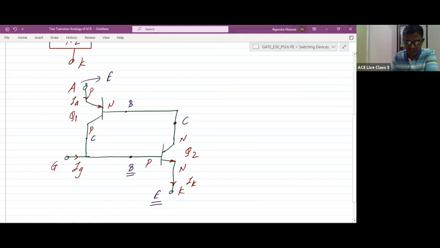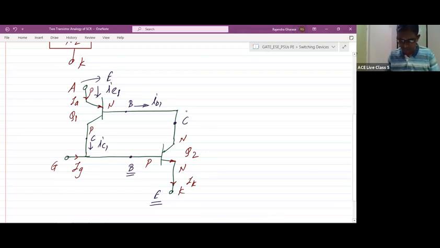Let us consider the current flowing through the emitter terminal of the first transistor is IE1. The subscript 1 is used because this is transistor Q1. The current flowing through the base terminal of the first transistor is IB1, and the current flowing through the collector terminal of the first transistor is IC1. So IE1, IB1, IC1 are the currents flowing through the emitter, base, and collector terminals of transistor Q1.